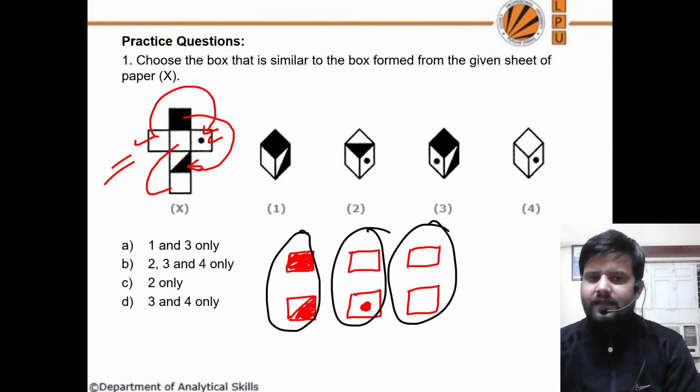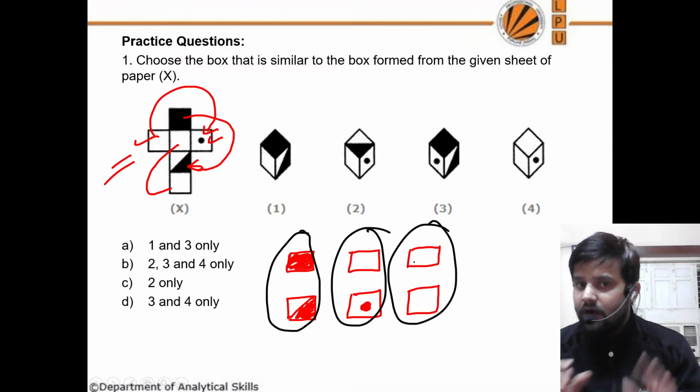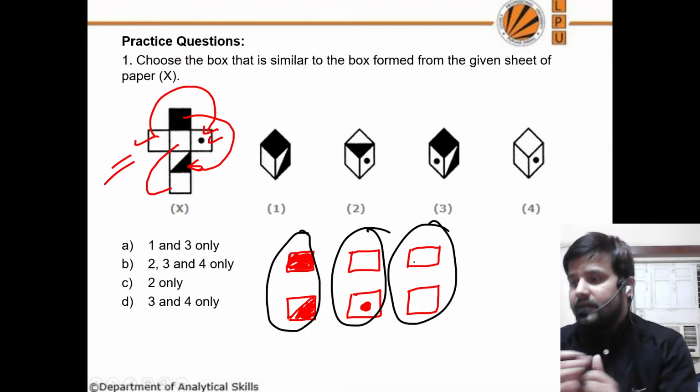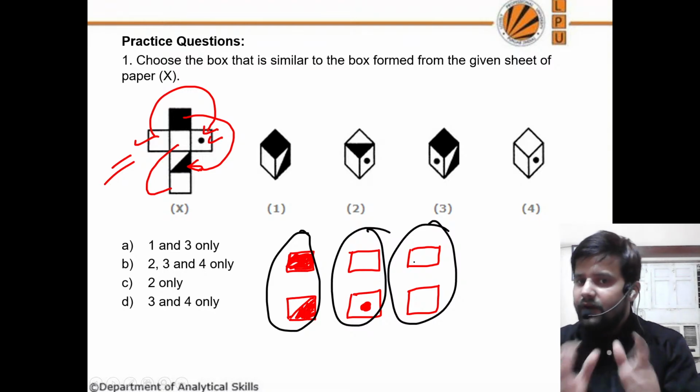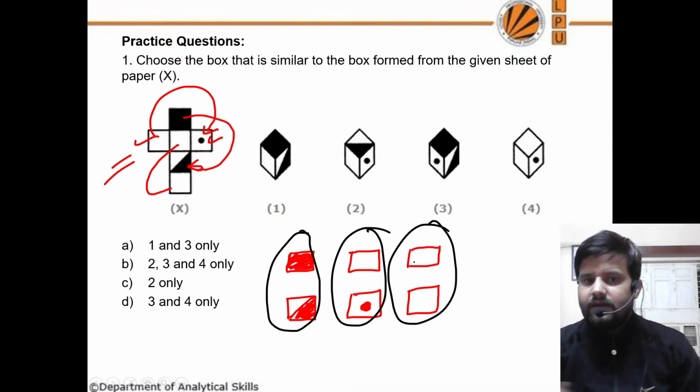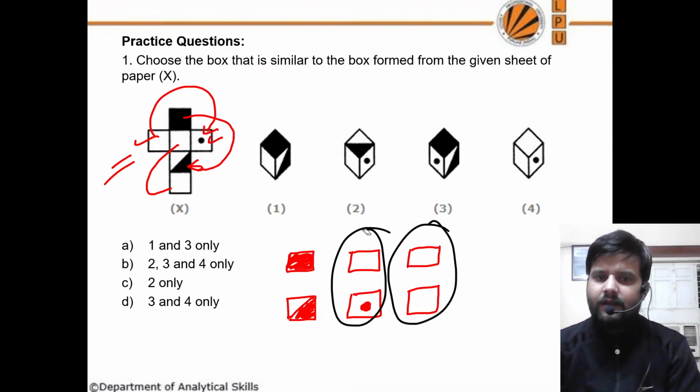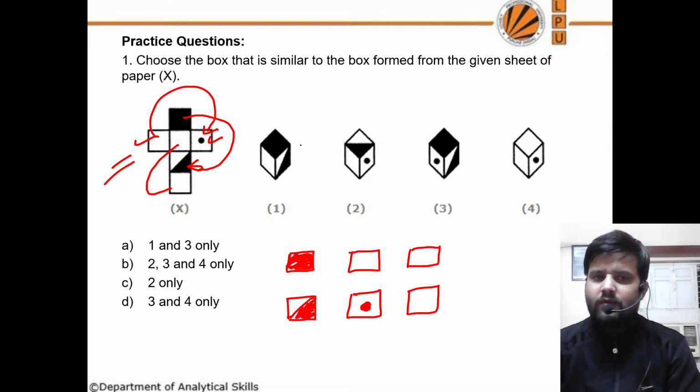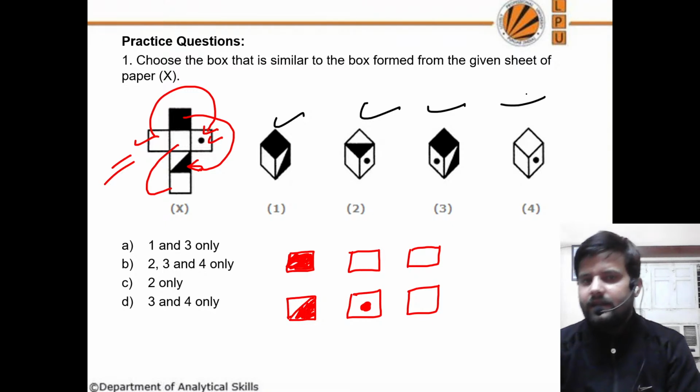What we know is that these are opposite. So what does it mean? They can't be adjacent, isn't it? If they can't be adjacent, they will not be visible together in any 3D image. Only one of them will be visible to you. Get your point? Let's observe each image now.